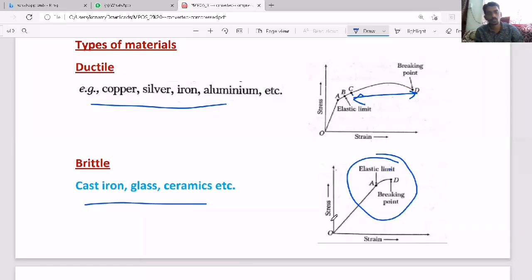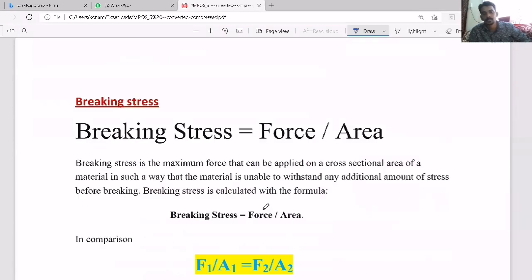Sometimes they will ask even for 2 marks or 1 mark: what is the meaning of ductile material, brittle material, what is an example? Sometimes at CET and NEET level, they can also ask which of the following is an example of a ductile material or brittle material, and what is the difference between ductile and brittle. So try to understand everything. These are the two types of materials we divide based on the stress strain curve.